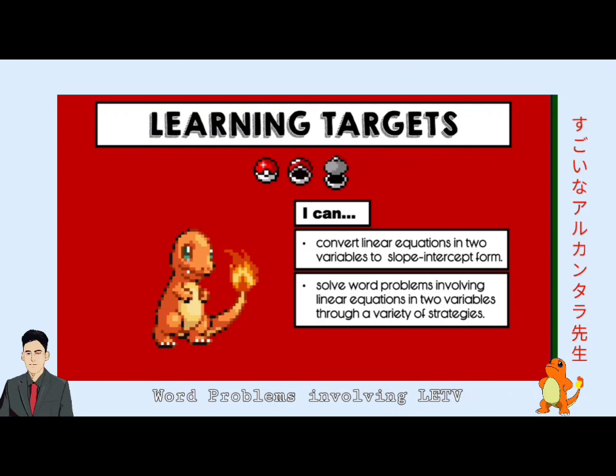Okay, for this one, we're going to start with our learning targets. We will be converting linear equations in two variables to slope-intercept form, and the main focus is to solve word problems involving linear equations in two variables through a variety of strategies. So we'll start with our word problems.